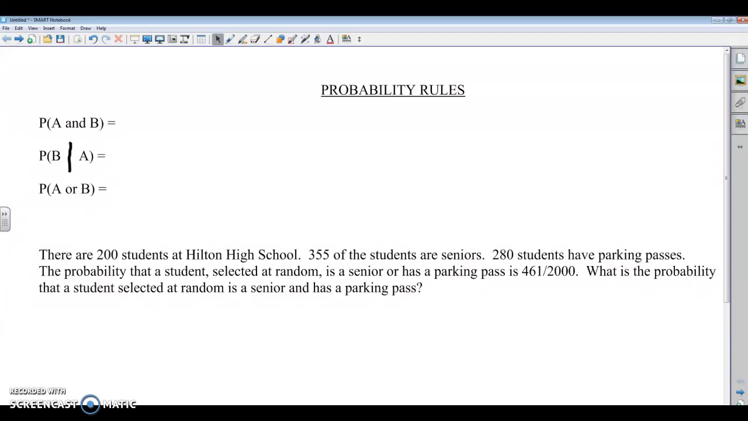Tonight we'll review one of the more challenging topics of Algebra 2, which is probability. Challenging because you've got to know the rules of probability, when to apply them, and you have to read carefully.